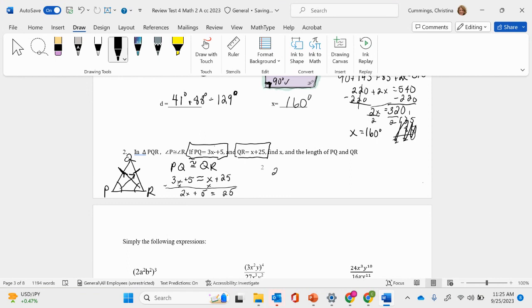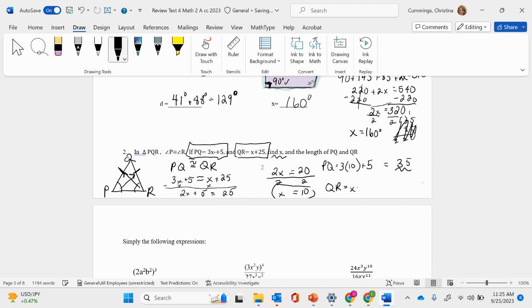Subtract 5 from both sides. 2x equals 20. Divide both sides by 2. x equals 10. Okay, so that gives me x. Now let's get PQ. PQ is equal to 3x plus 5, x is 10, so PQ is 35.